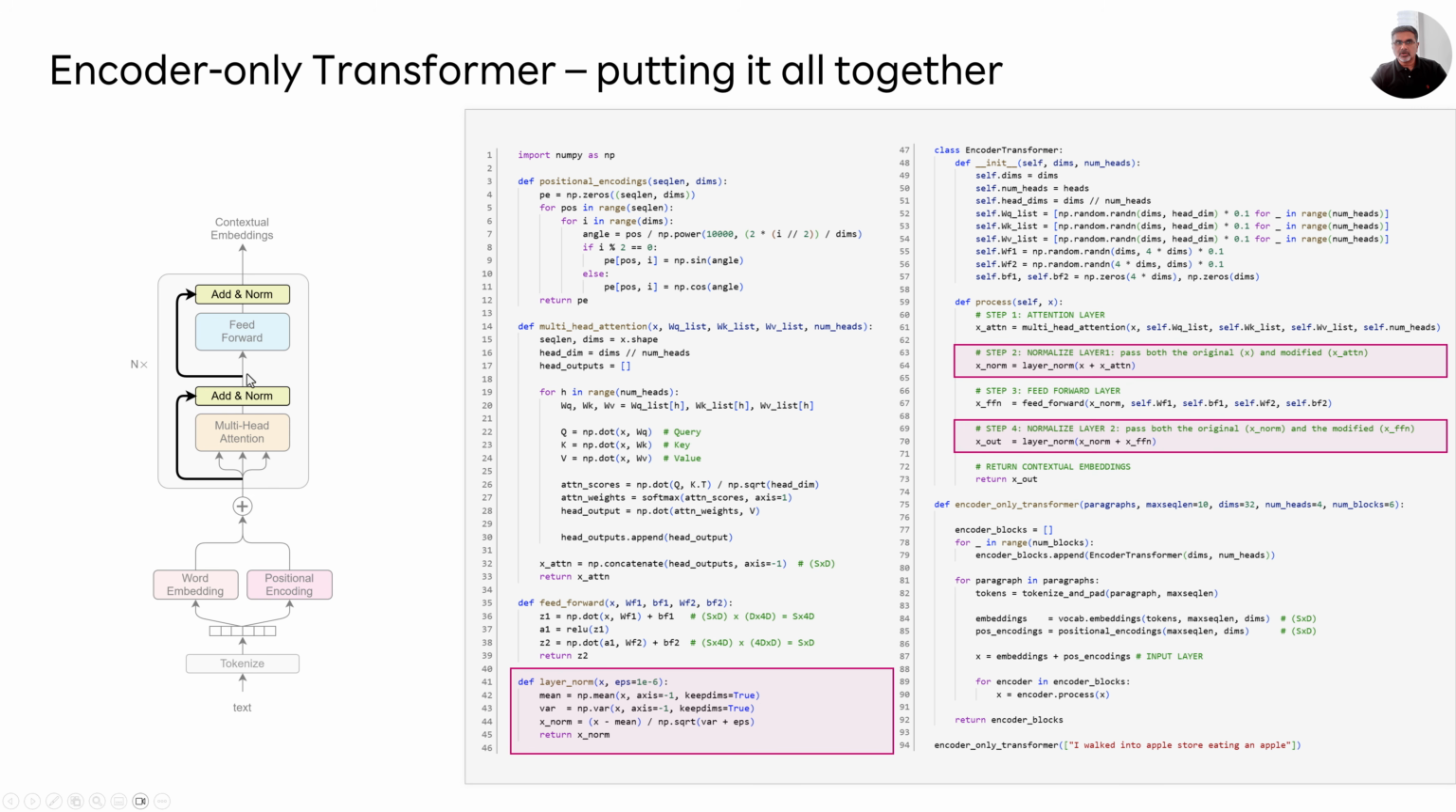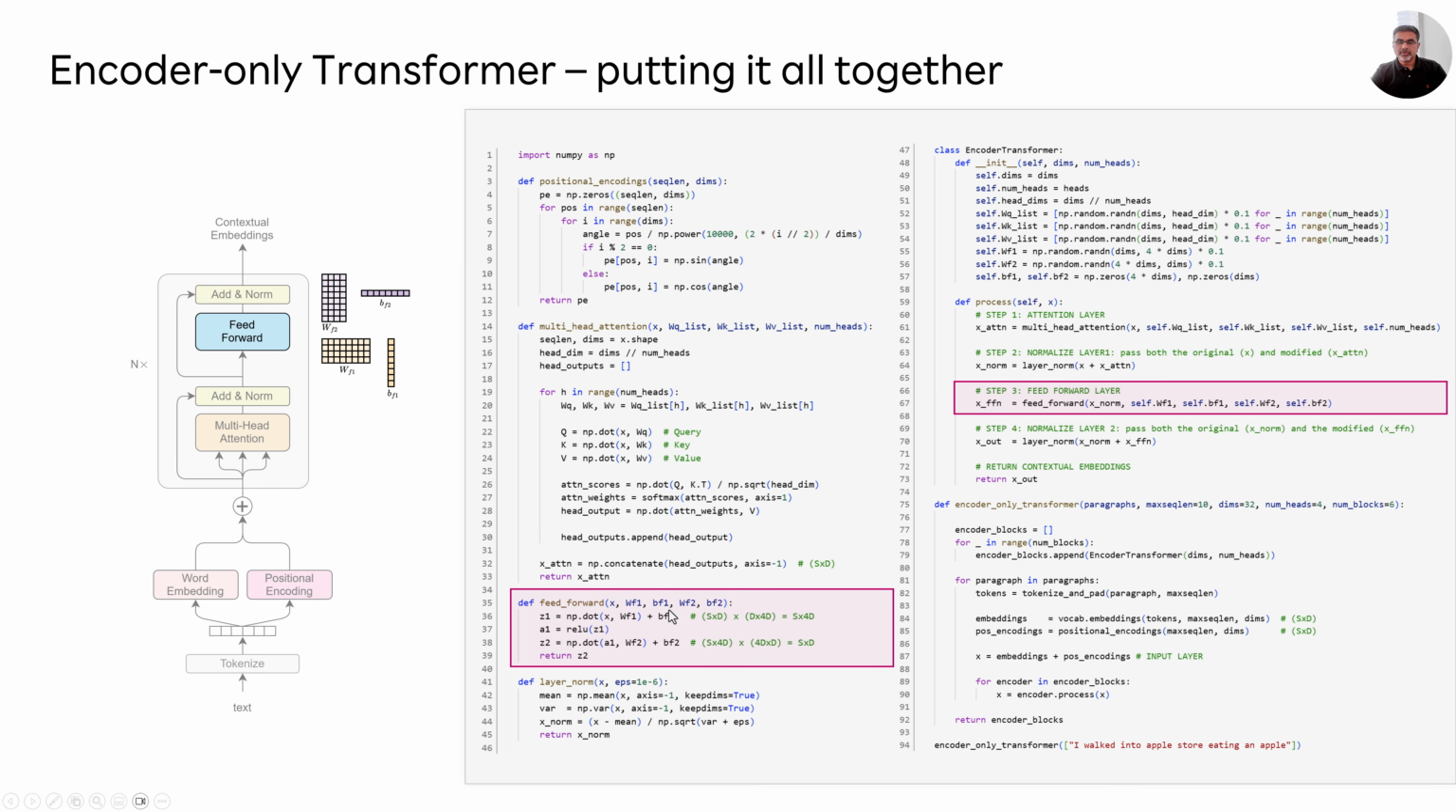Now you pass that to the feed forward neural network. The feed forward neural network does what? I told you it magnifies it into 4 times the dimension space and then it brings it down. That happens in the first layer, and then it brings it down into again an S cross D matrix and emits that out. So what goes in here is the X norm. What comes out here is the XFFN.